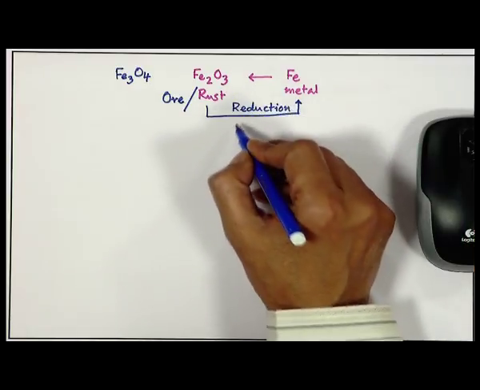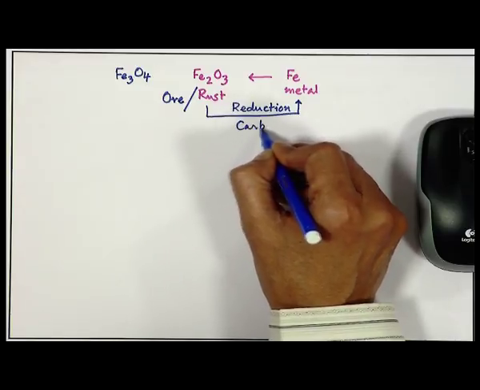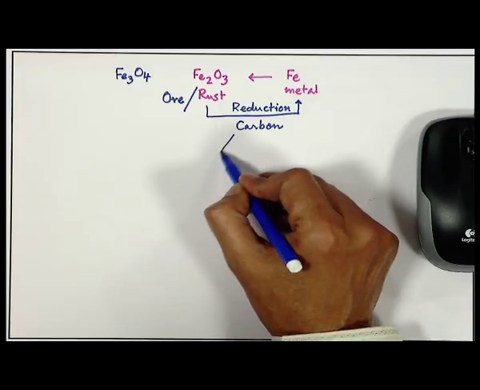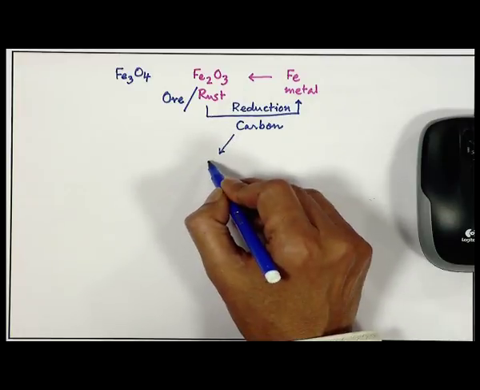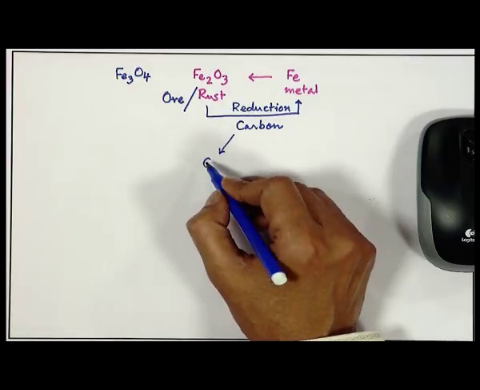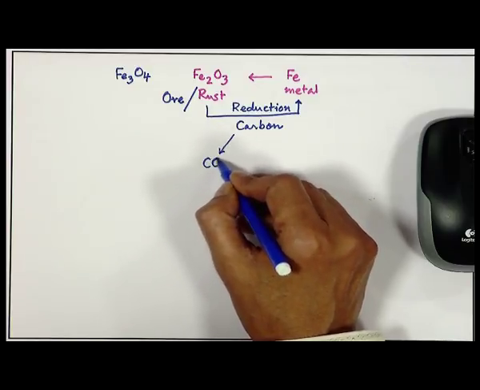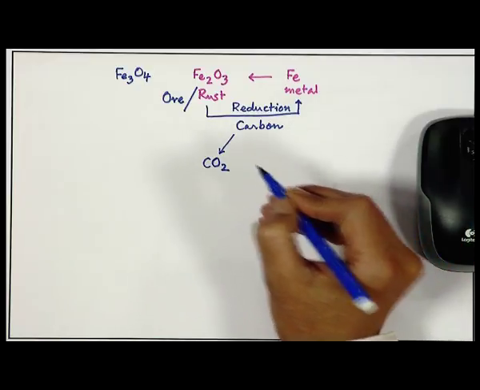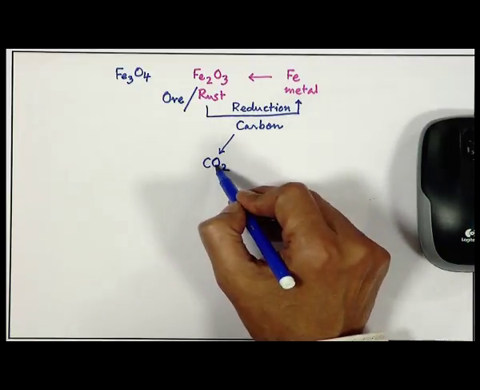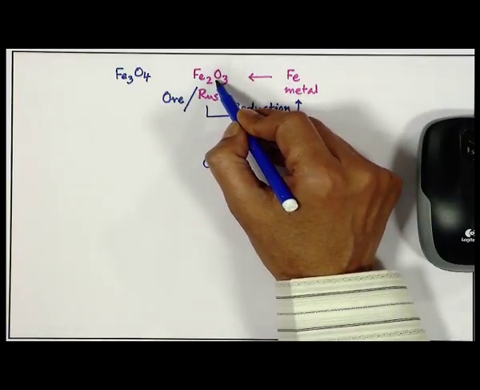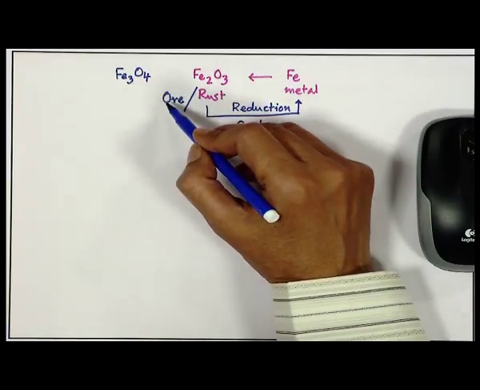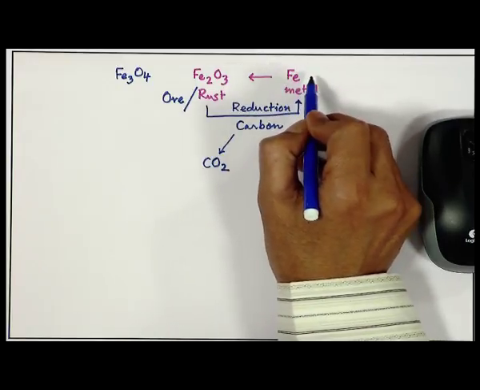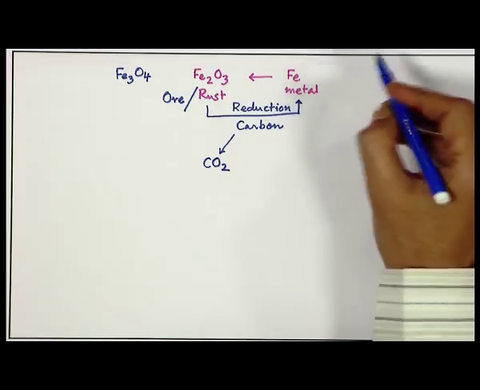So, this reduction, if we use carbon, we know that carbon is very good for the typical burning process or combination reaction, C combining with O2 giving rise to CO2. So, this O can come from the oxygen of the rust or the mineral, that means the ore. So, this can be reduced back to iron metal. This is a typical metallurgical process, or metallurgy.